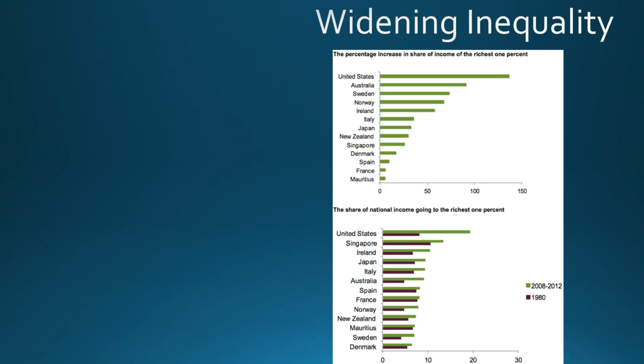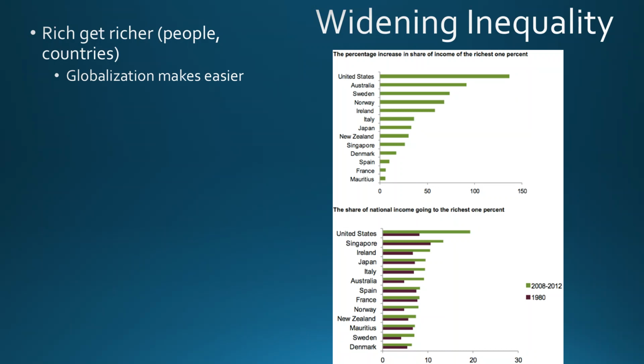We also have problems with widening inequality, which I mentioned. Generally speaking, the more inequality you have, the worse it is for economies, the less stable economies are. But generally speaking, right now, globally and in the United States, rich people are getting richer, including people and countries. So wealthy countries are getting wealthier overall. Globalization is making that easier through these multinational corporations and this globalization of business.